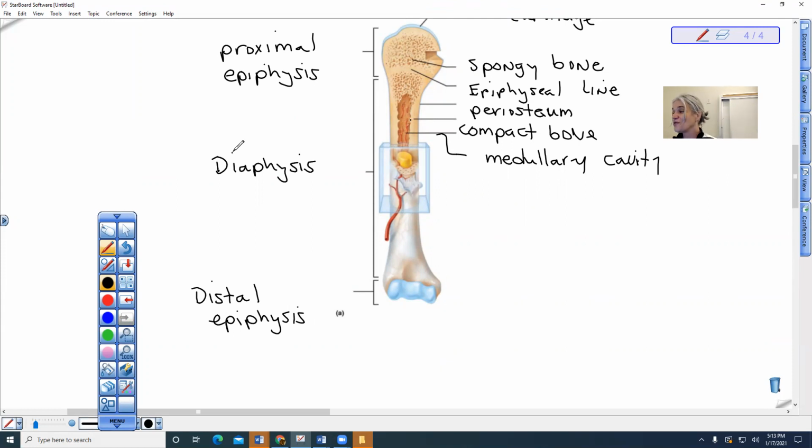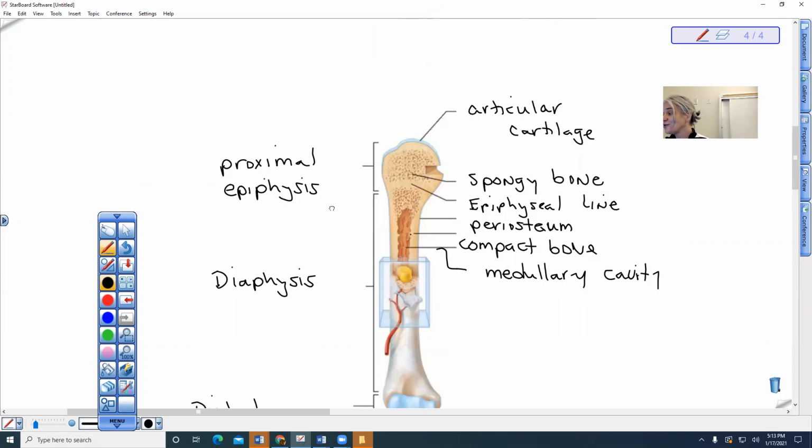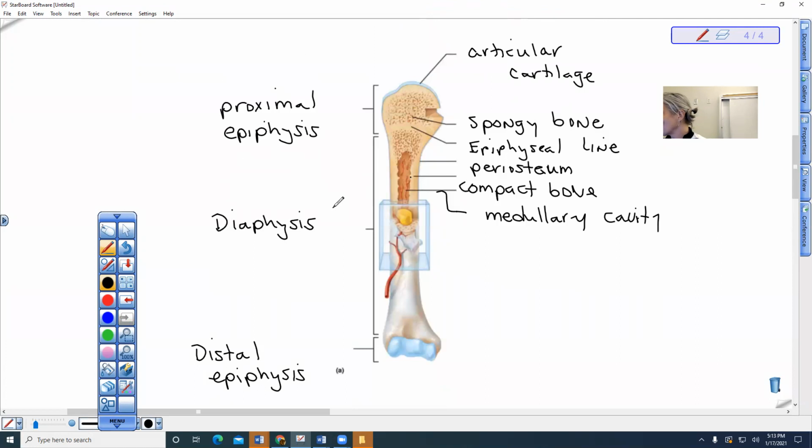Okay, so those are the structures that you need to know on this diagram. So for example, I could have these unlabeled on the test, and you would need to be able to identify them. It could be on the lab practical, or it could be on the midterm or the final exam. So you need to learn the different parts of the long bone.